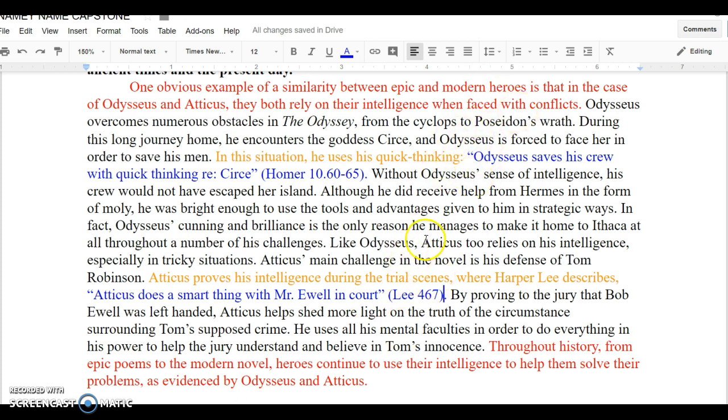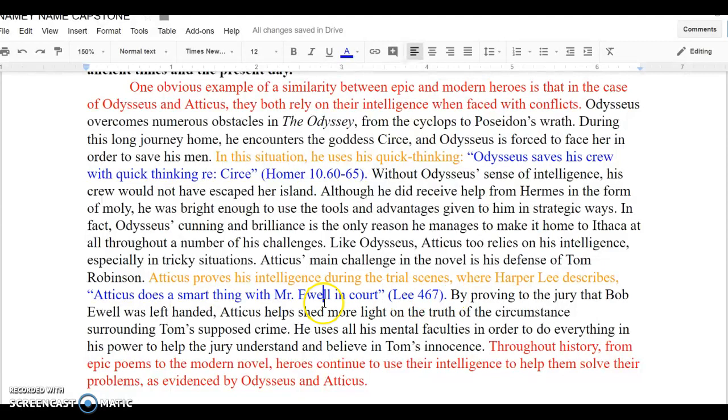And then finally, you're going to turn the part of the sentence you use to introduce your quote orange. So I have, in this situation, "he uses quick thinking," colon, and then my quote. So I turn that orange, and then before this quote, I have, "Atticus proves his intelligence during the trial scenes, where Harper Lee describes," comma, and then the quote, right? So in this whole sentence, there's only one period between the orange and the blue, and it comes after your citation. Same thing here. There's only one period between the orange and the blue, and it comes right here.